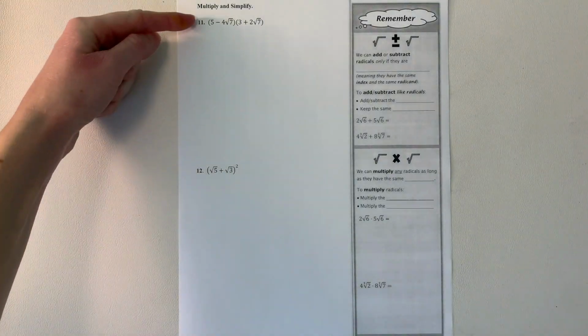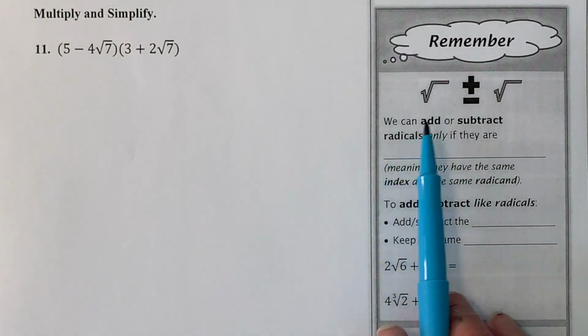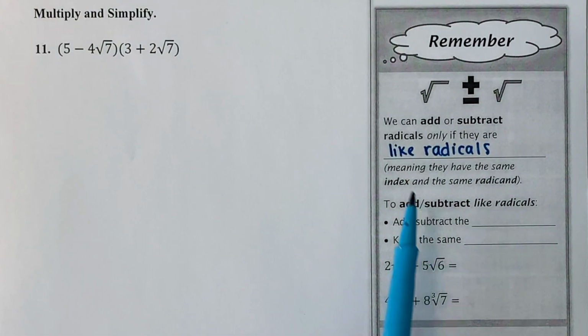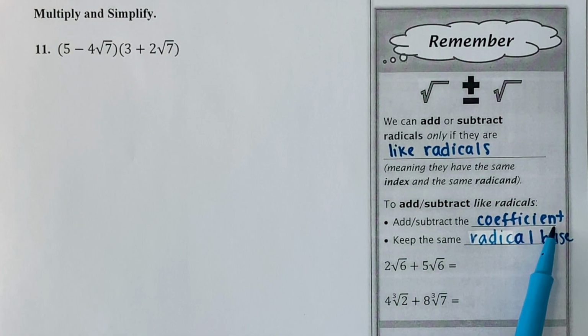Now before we take a look at these next two examples, it's important to know the distinction between adding and subtracting radicals and multiplying radicals, because it's easy to confuse the two. You can only add or subtract radicals if they are like radicals. To add or subtract like radicals, we add or subtract the coefficient and we keep the same radical base. Let's look at two examples.